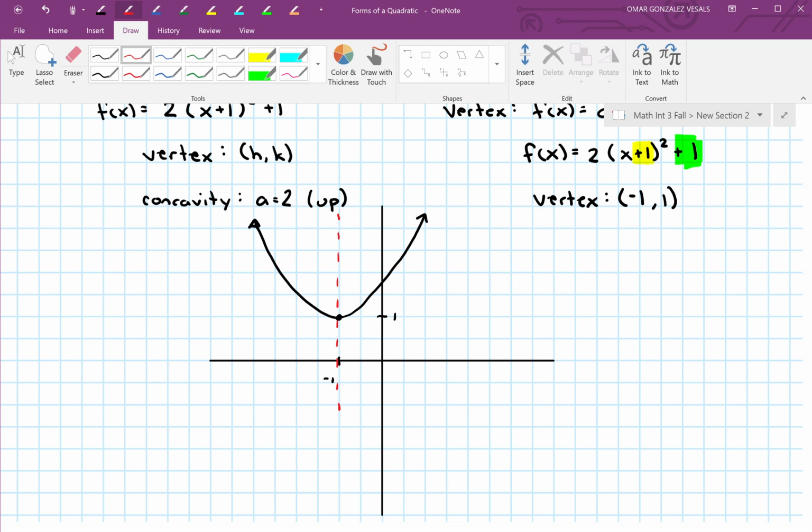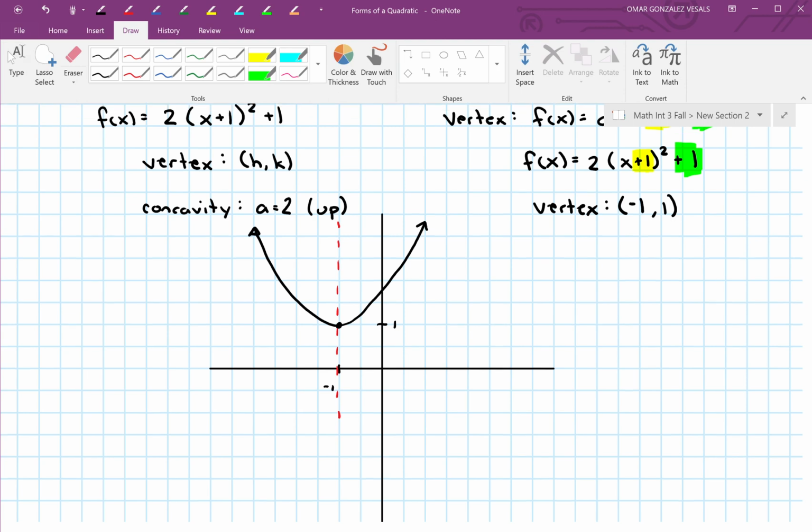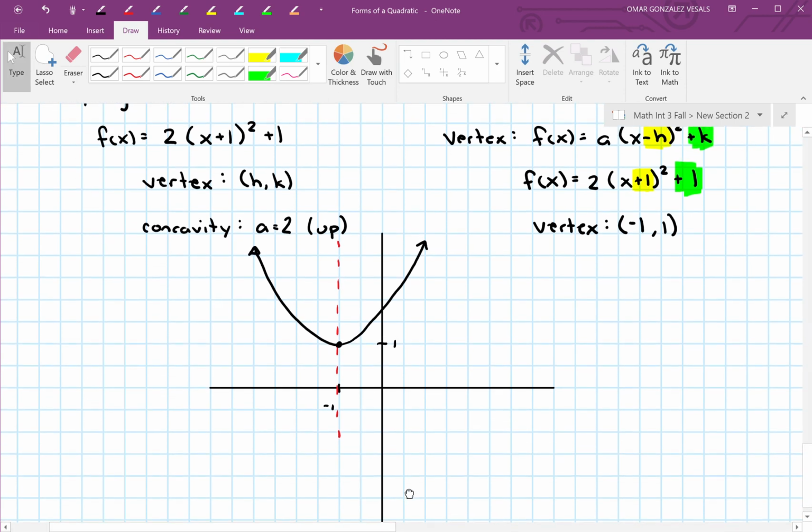But again, vertex form and factored form, are they very accurate? Not very accurate, right? Okay, but they're very simple to graph with. Not as accurate, but a lot more simple to graph. Which one do you guys prefer?